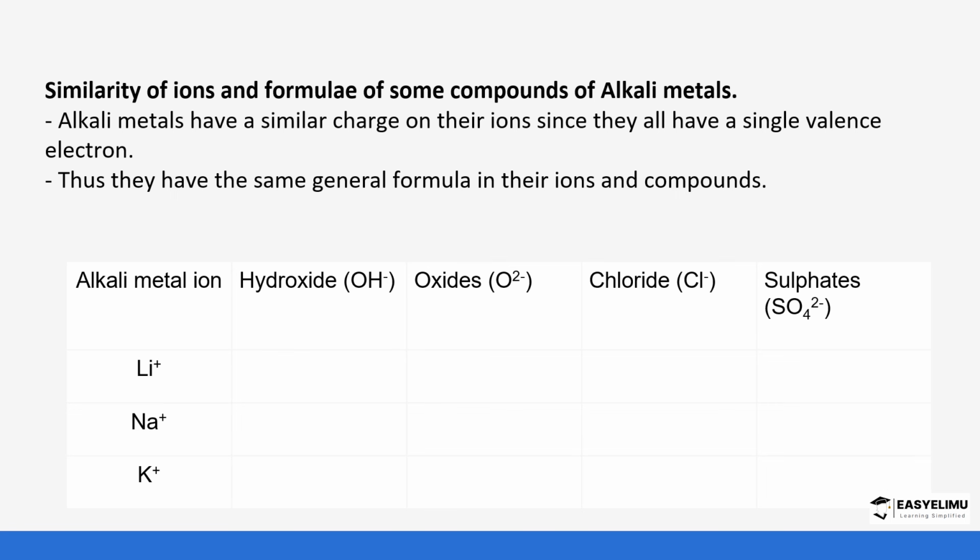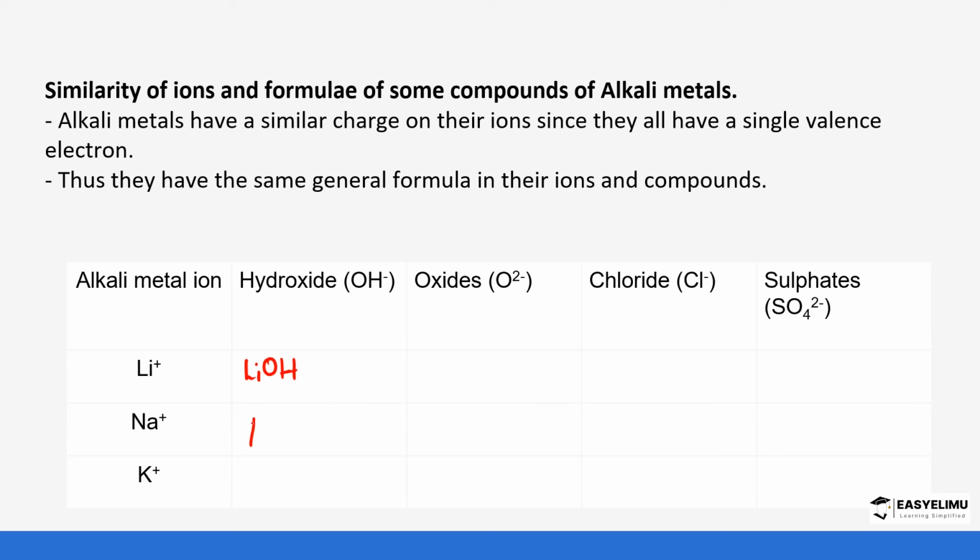So most of their compounds will have that valence. So if you were to form, for example, lithium hydroxide, it would be lithium OH. So make sure you go and check out. We did these formulas in a different video. And so make sure you go and check that out.